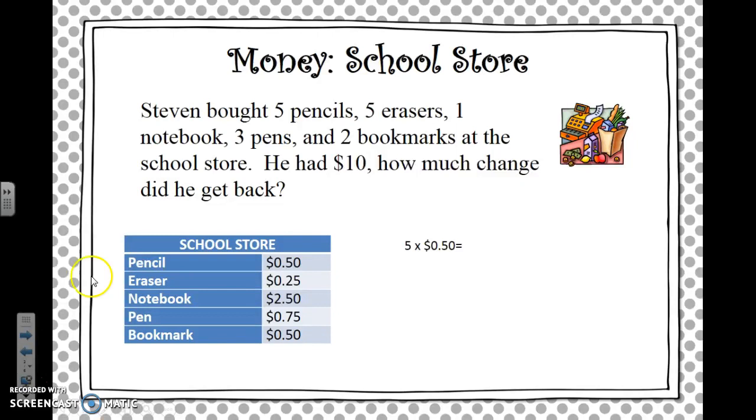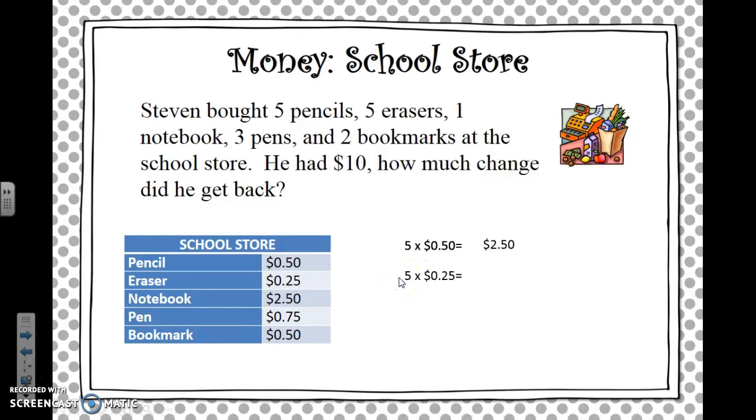When I look down here, I see a chart and it gives me an amount in money for each of my items. So if I have 5 pencils and each of my pencils is 50 cents, then I need to go ahead and set up an equation. So my first equation is going to be 5 times 50 cents, and that gives me $2.50.